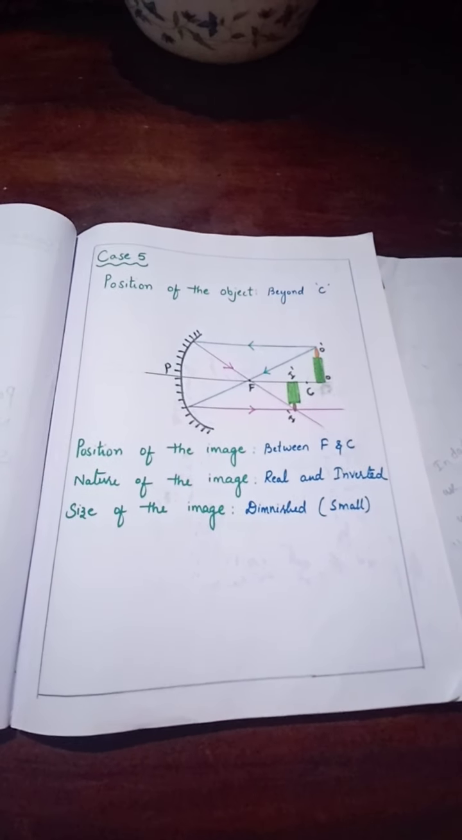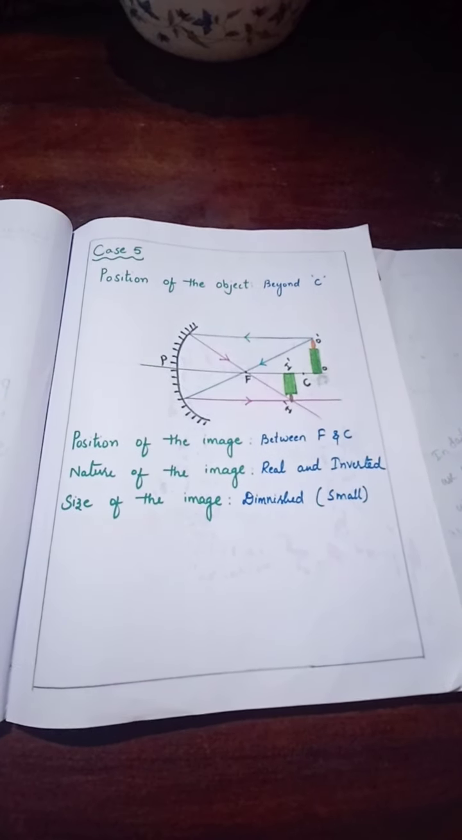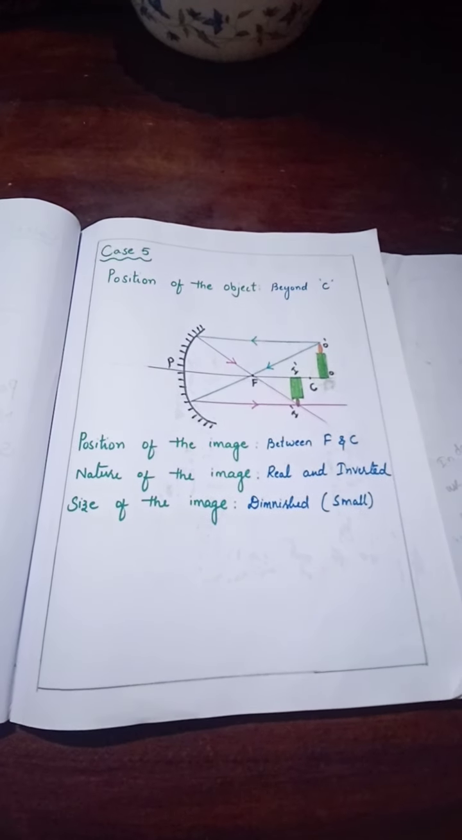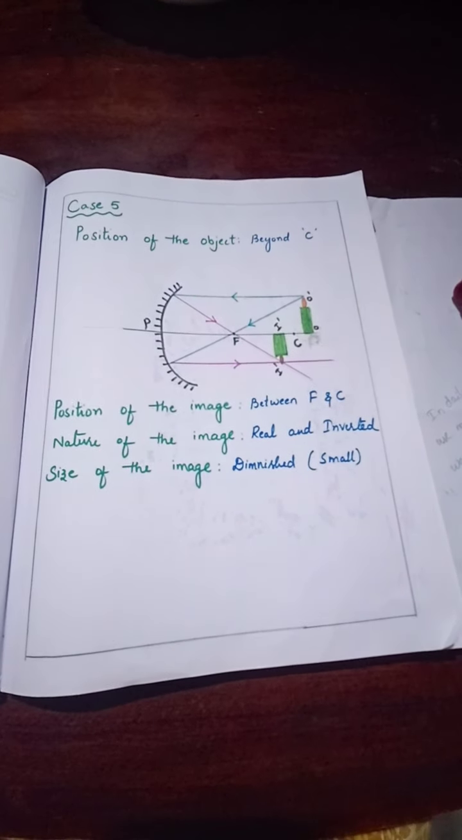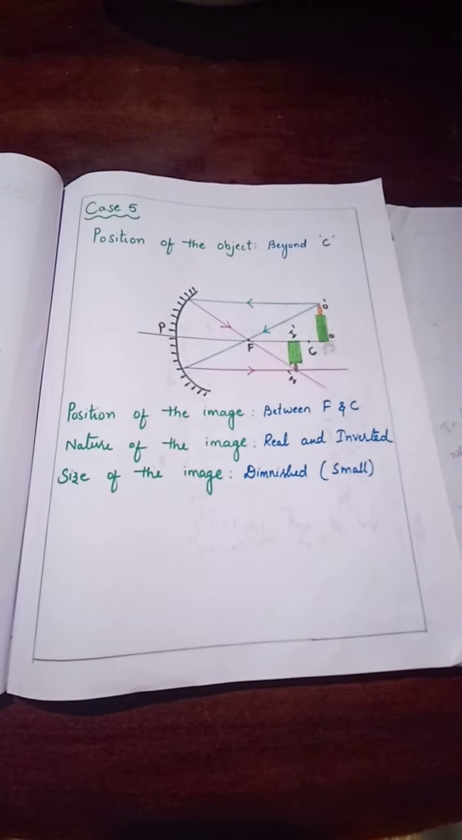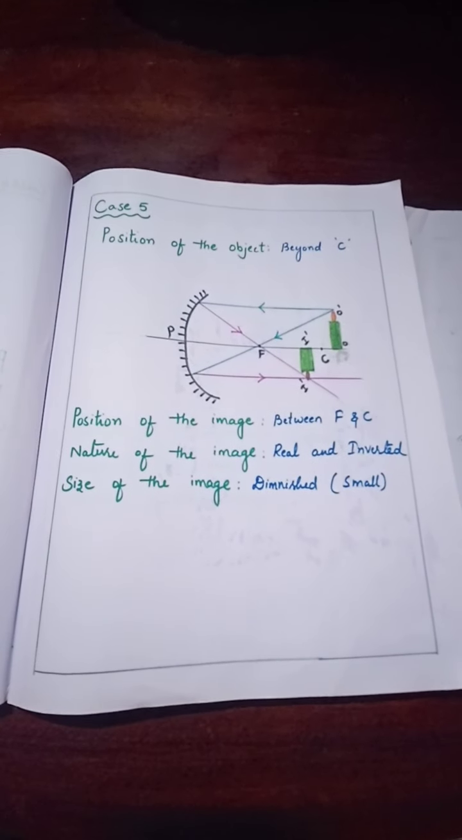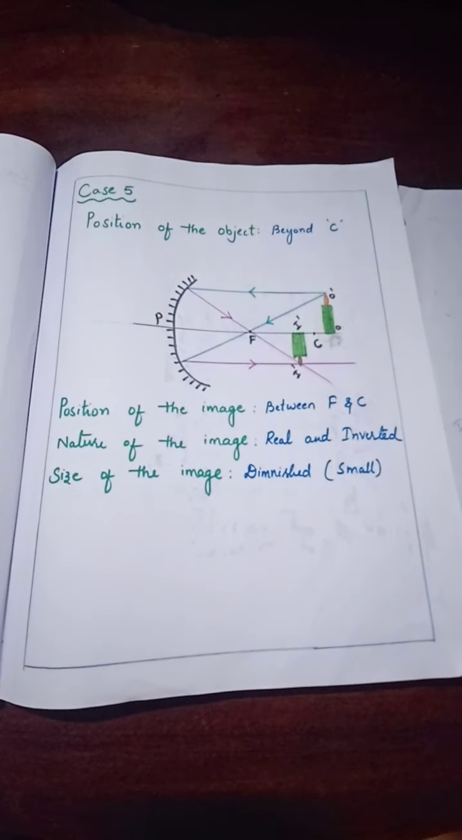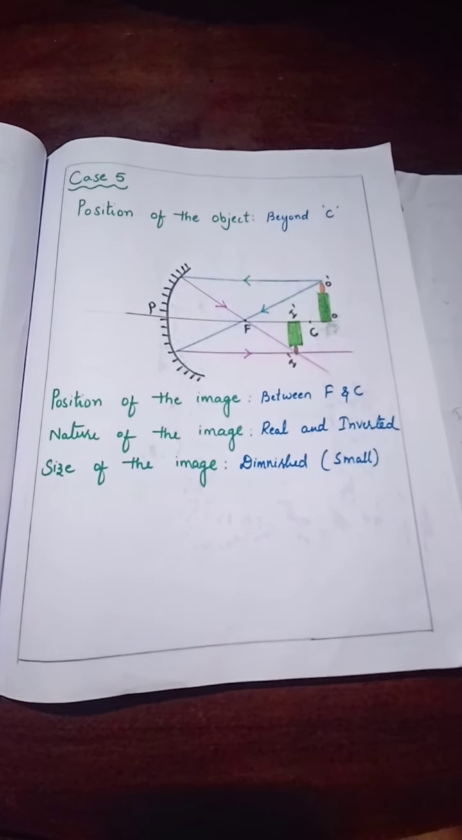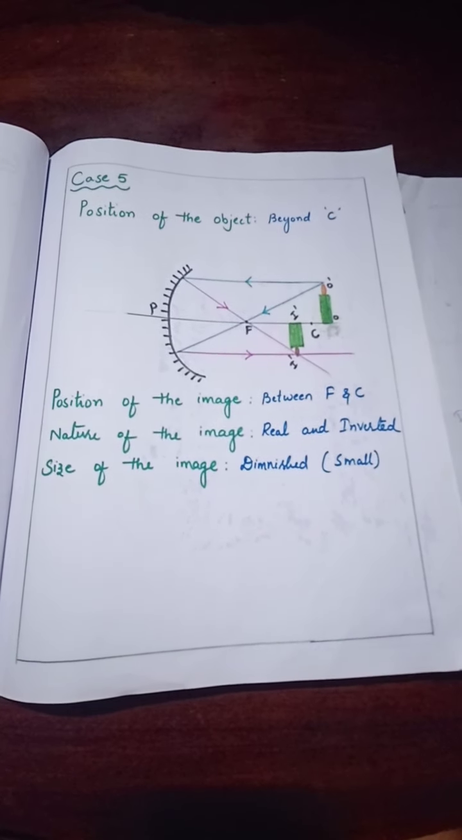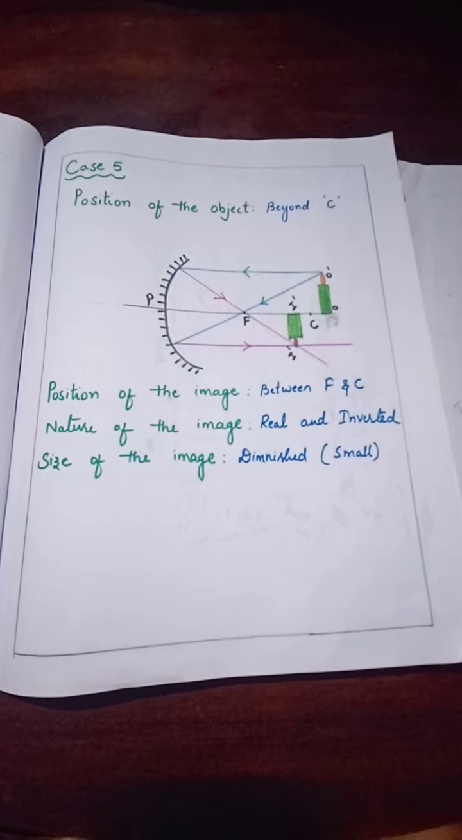In the last class we learnt reflection of light at curved surfaces and how to draw the ray diagrams for a concave mirror, and we learnt the rules to draw the ray diagrams. And 4 cases we have discussed. In the last case, case number 5, I gave you homework. Case number 5 is: if the position of the object is beyond C, what is the nature of the image, and draw the ray diagram for that case.